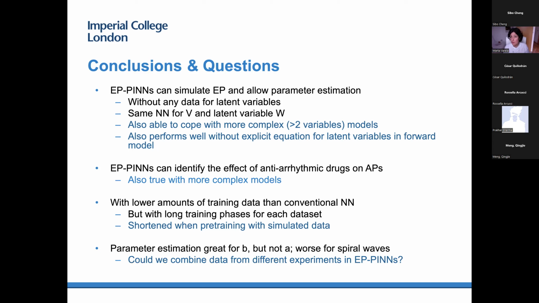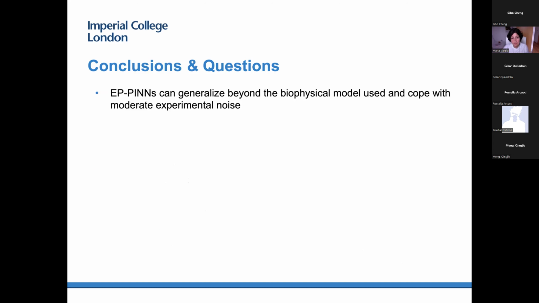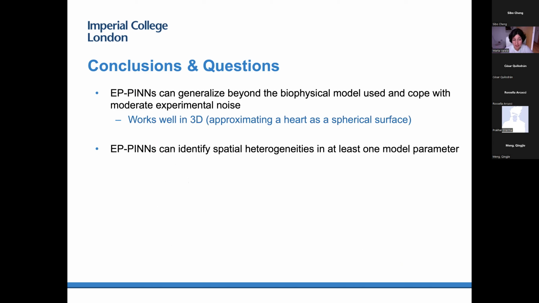So even if you have different experiments for the same model, you cannot combine those easily into the one loss function that the PINNs needs. So we found that it can cope with experimental noise well, and we've also found in very recent data that it works well in 3D. Our heart is shaped like a spherical surface in 3D, but we'll slowly move it towards a more realistic heart. Use it to identify spatial heterogeneities in a model parameter, and this is probably the easiest path towards clinical application.